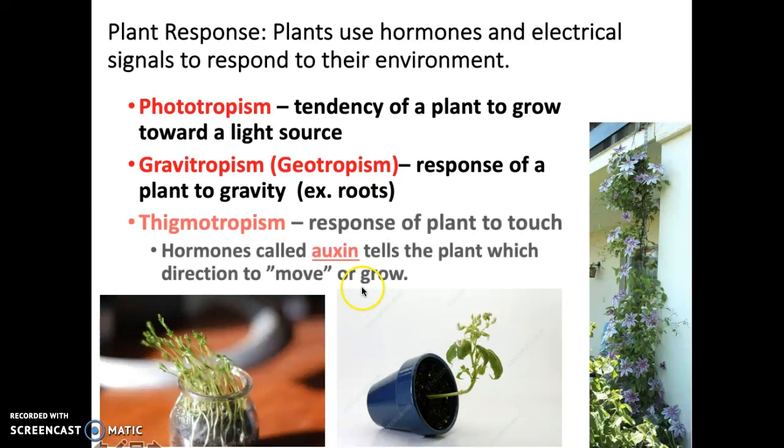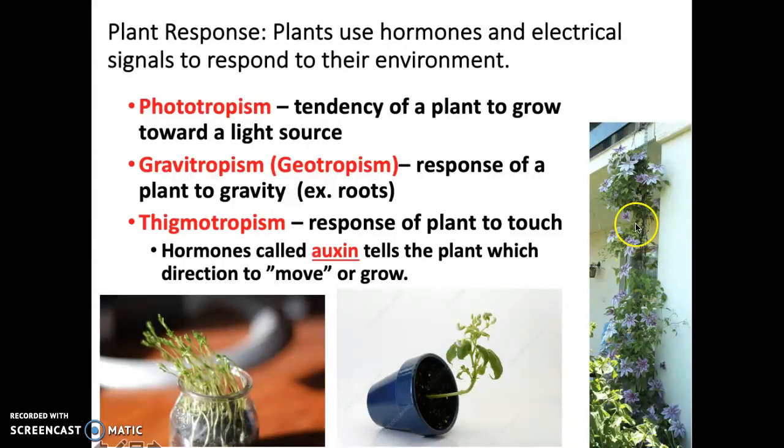The last one is called thigmotropism. And thigmotropism basically means the response of plants to touch. So if you've noticed, especially vines, they can do this very often. They can actually grow attached to walls, and they can attach to different cables and things, and they can actually grow upwards. And that's because they can actually respond to their environment based on specific hormones.